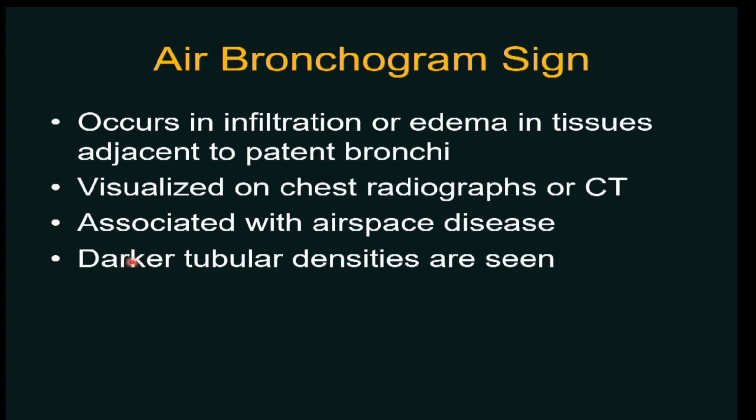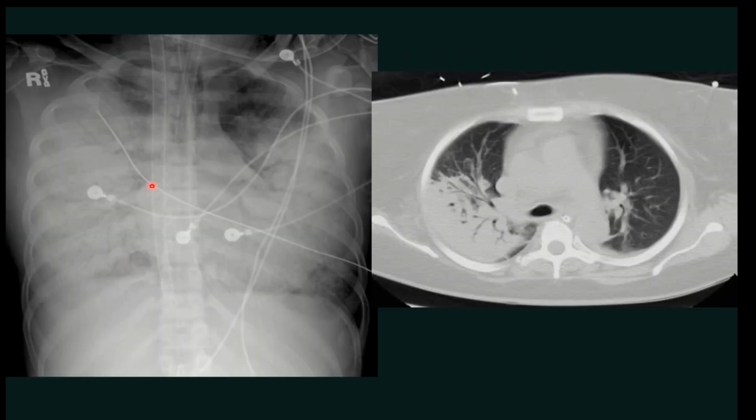Coming to the foremost, very important sign, I'll skip the theoretical part and directly talk on the images. As you can see here, there are a lot of opacities in bilateral lung fields involving almost the entire right lung and sparing the upper lobe on the left side. You can see these tubular lucencies in the homogeneous opacities, giving a branching sign, as we see a tree with shed leaves, a dried-off tree. So these tubular bronchi are seen in the opacity.